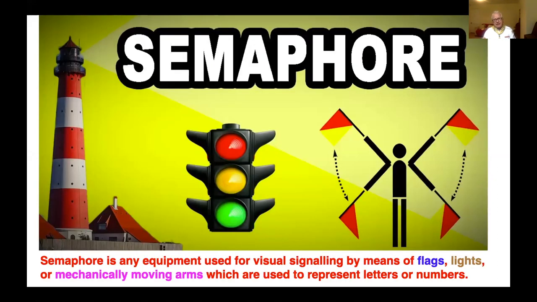Okay. This, for instance, as you can see, semaphore is any equipment used for visual signaling by means of flags, lights, mechanics, and so on. And if you pay attention, in the middle, there is a traffic light. In several countries, mainly in Europe, we have Italy, Spain, and Portugal. Those traffic lights are called semáforos, and in South America too. We have the flags on the right end. We have a lighthouse, sometimes called semáforo. So semáforo is any equipment we can use to send information, to communicate.